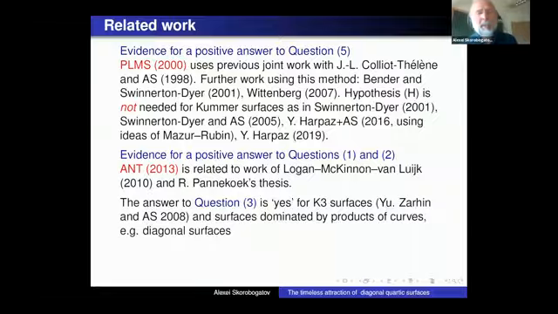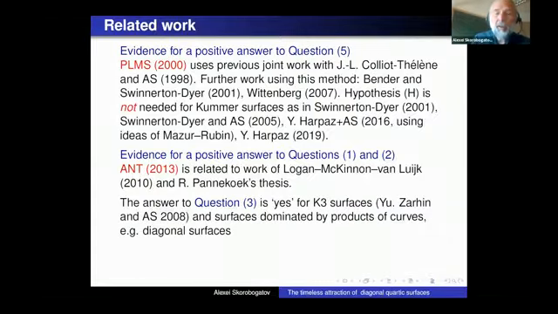Now, we're slightly moving towards the Brauer groups, and things get easier when you shift the focus from rational points to the determination of the Brauer group. For example, question 3, which is a question about whether or not the Brauer group of X is finite modulo the Brauer group of the ground field, has a positive answer for K3 surfaces, and this is work by Yuri Zarhin and myself, and also for surfaces dominated by products of curves. So this is true also for diagonal surfaces.